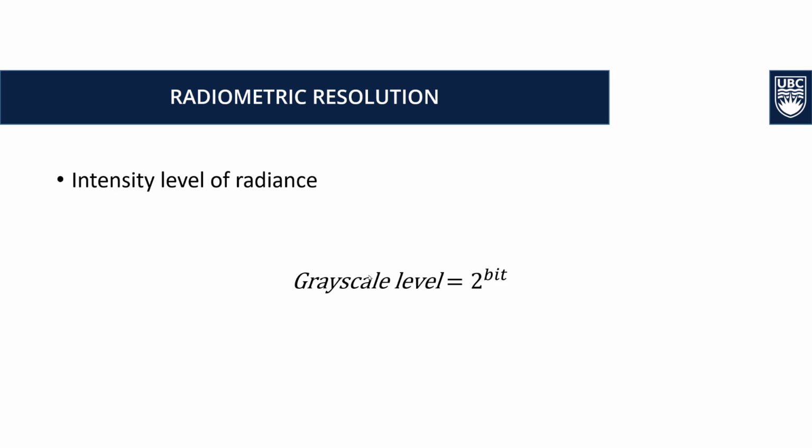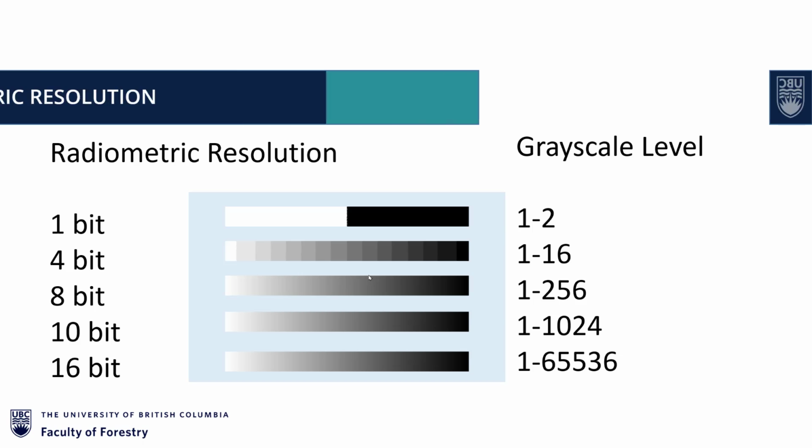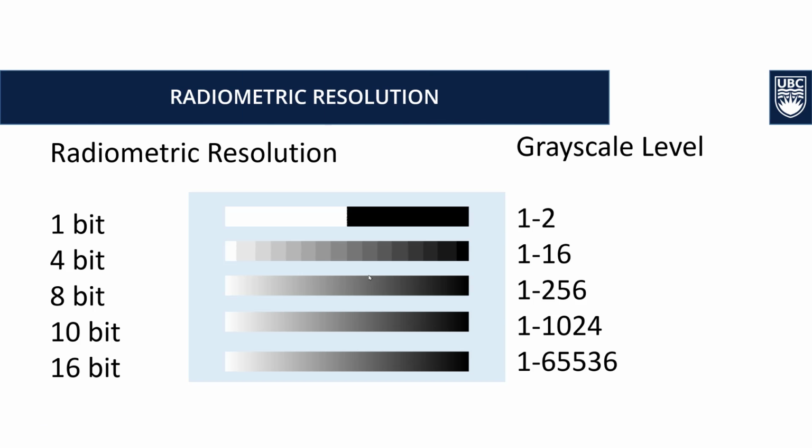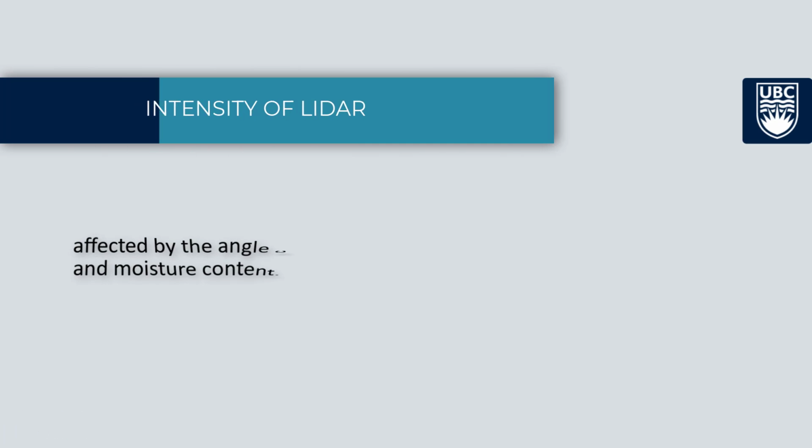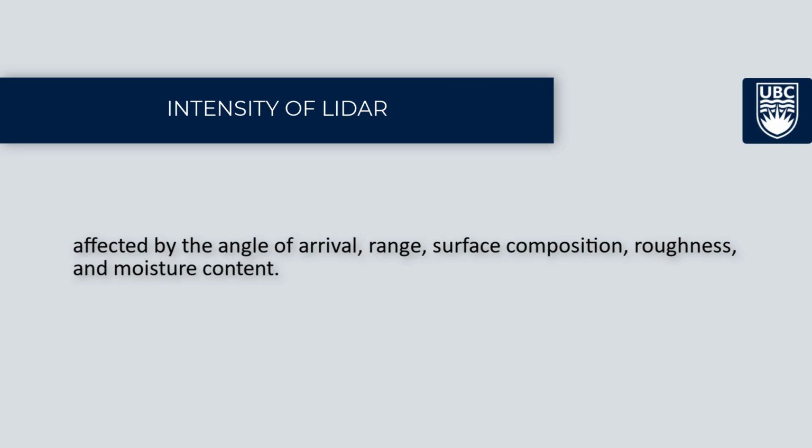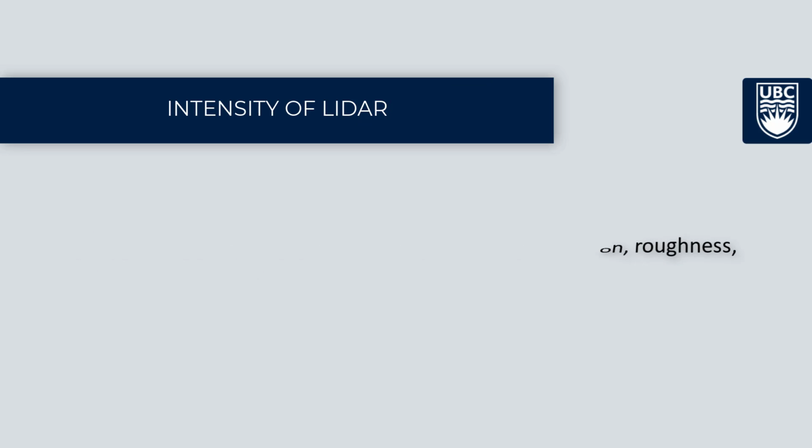Radiometric resolution is the number of intensity levels to discriminate the radiance of each wavelength. The intensity level is presented as a grayscale image. This equation shows the relationship between bit number and level. Here is an example showing what the different scale images look like. Of course, no remotely sensed data uses 1 bit or 4 bits. Almost all satellite images are 8 bits. We cannot choose the radiometric resolution, so we don't need to worry about it. The intensity of laser beam return is affected by angle of arrival, range, surface composition, roughness, and moisture content. Researchers use it in feature detection and extraction, such as land cover classification and vegetation classification.